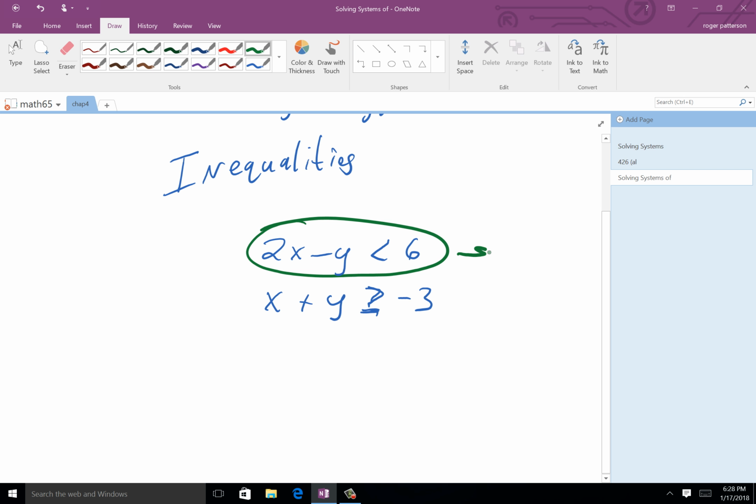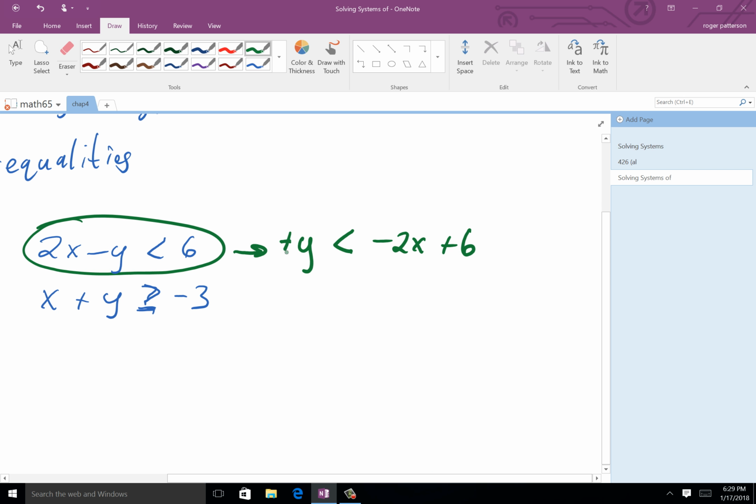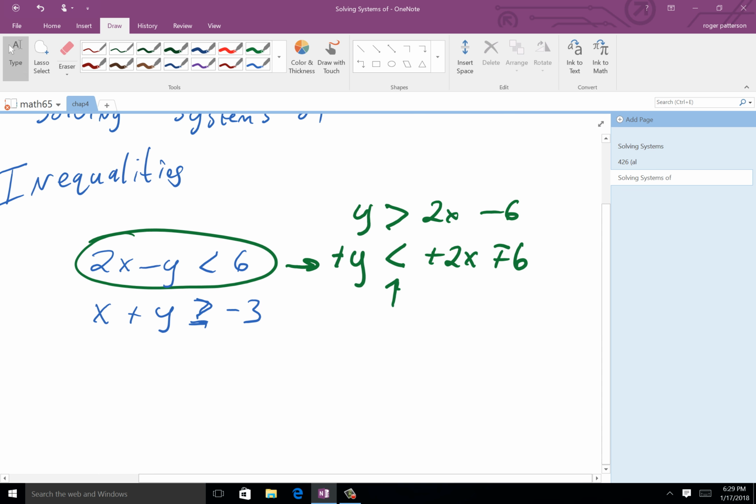So I'm going to take this one, and if we're going to graph it, we have to solve for y. So I'm going to go negative y is less than negative 2x plus 6. Now I don't want a negative y, I want a positive y, so I'm going to get rid of that negative. But to get rid of that negative, a whole bunch of stuff's going to change. This has got to change, this has got to change, and this has to change. So we flip that around, we have a 2x and a minus 6. Whenever you divide by a negative, your inequality sign is going to change. So it's going to flip.